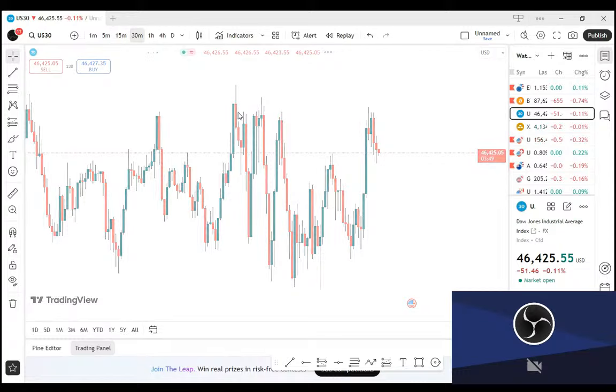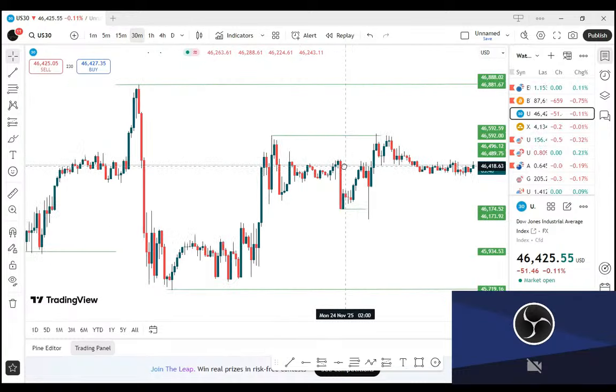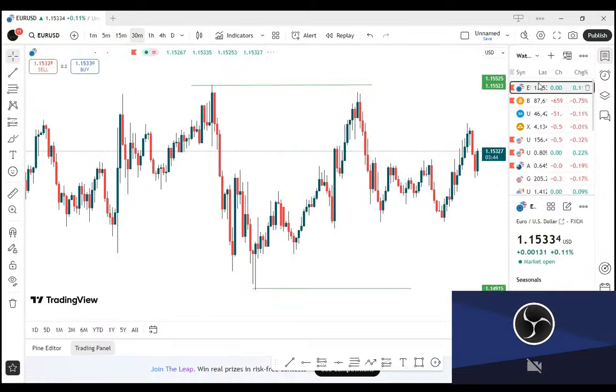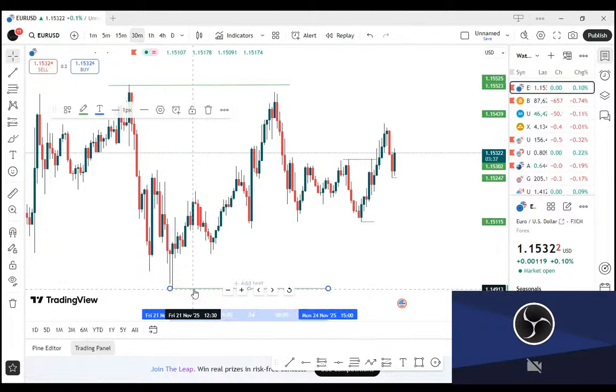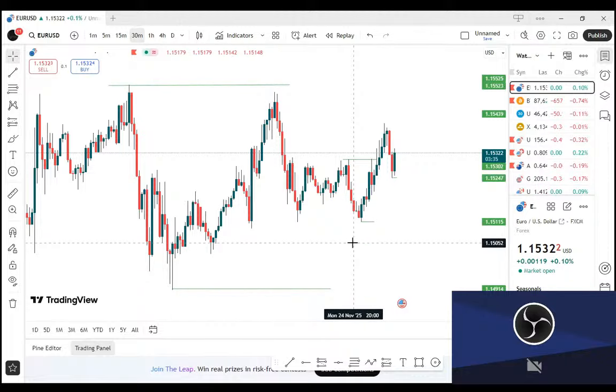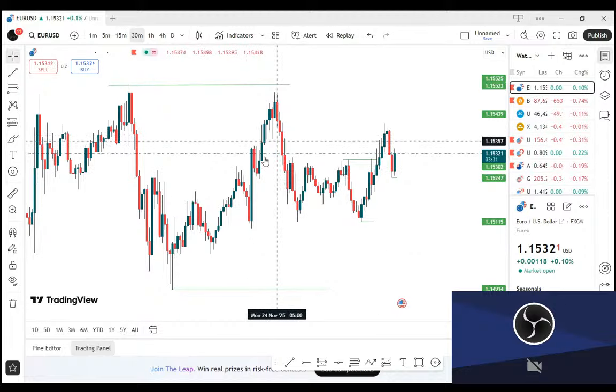Okay, let me go down to the 30 minutes time frame. Let me check from the higher time frame. On the 30 minutes time frame, EUR/USD came all the way to these highs and then dropped all the way to 1.14914, and this is when the buyers started swinging the price and then went all the way to these highs but couldn't tap on it.